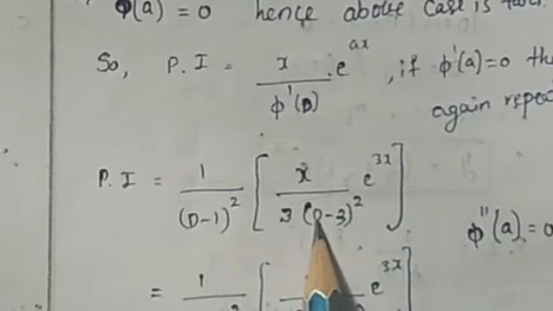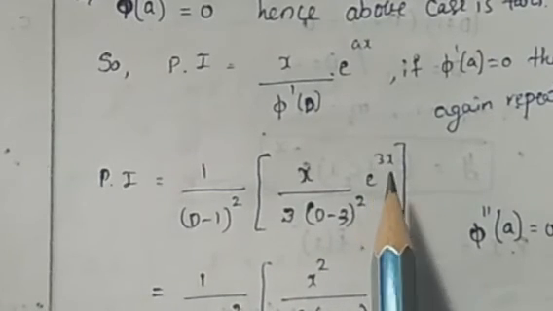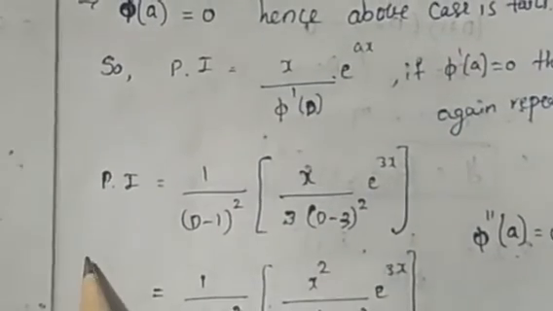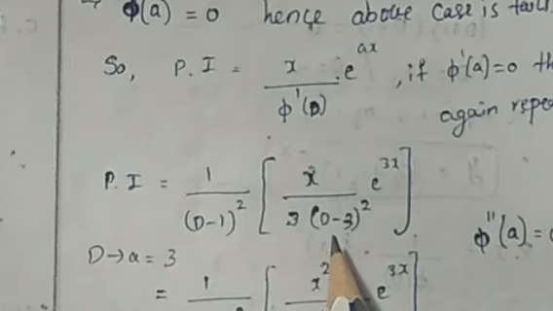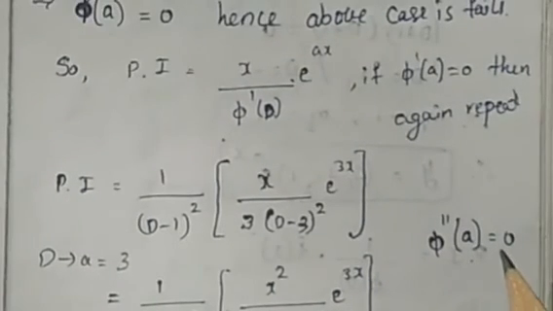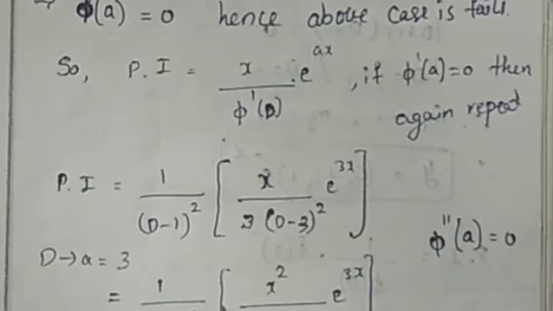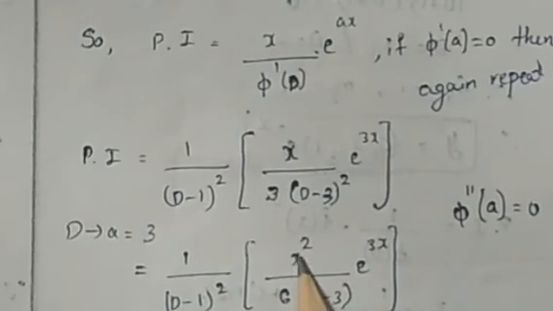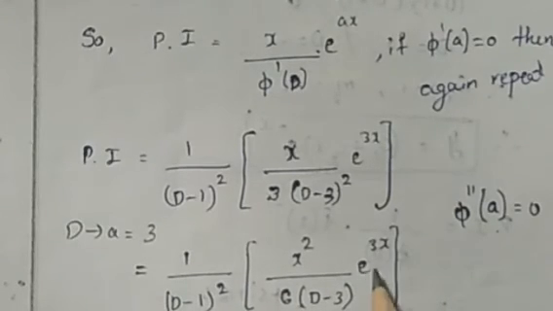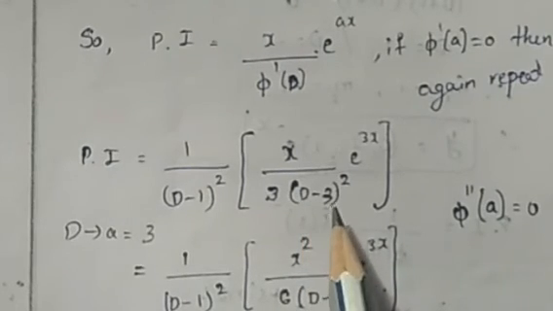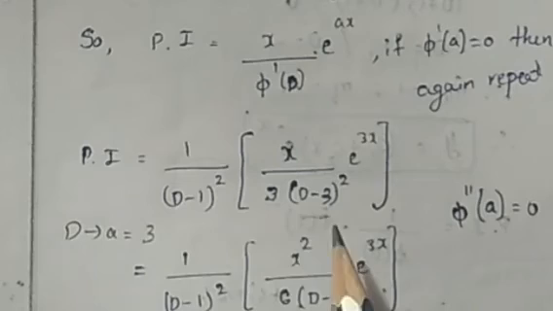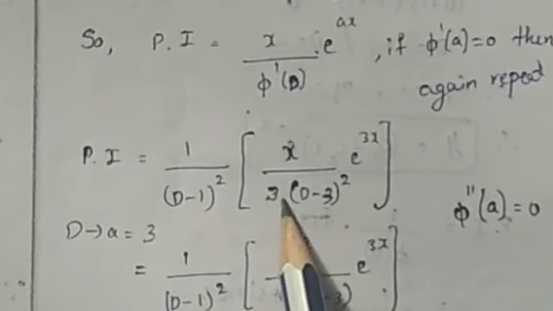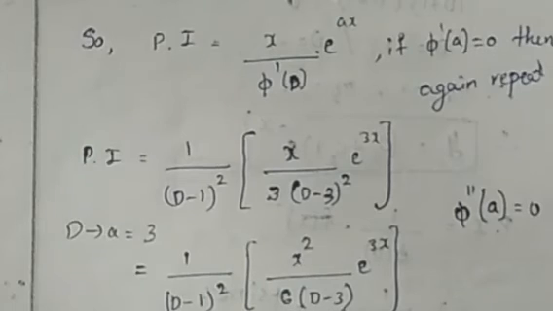If we apply the value of a, D tends to a. What is the a value? The a value is 3. So 3 minus 3 is equal to 0. Again you get 0, so PI double dash of a is also 0. So we must repeat again. So we get 1 by (D minus 1) whole square into x square by PI double dash of D into e to the power 3x. PI double dash of D: differentiating 3 into 2, totally 6 into (D minus 3).